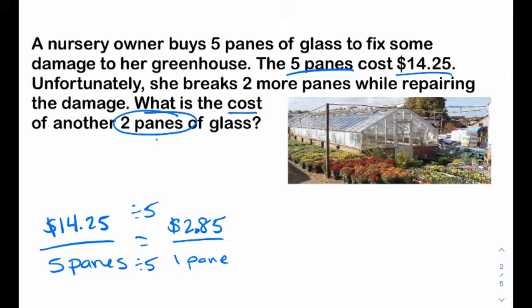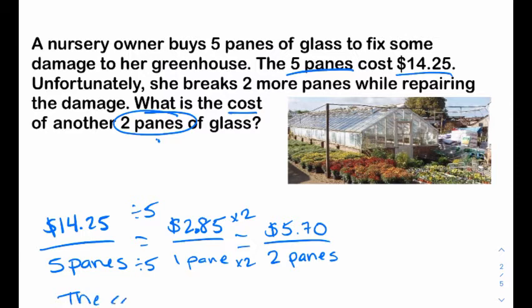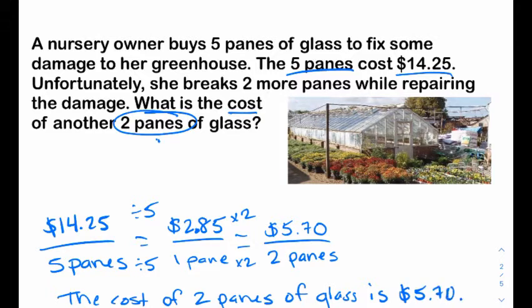Now we can work our way back up to find the cost of 2. So I'm going to put 2 on the bottom as well. And to get from 1 to 2, we need to multiply by 2. $2.85 times 2 equals $5.70. So we can say the cost of 2 panes of glass is $5.70.